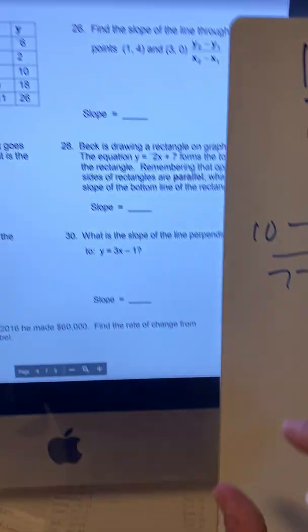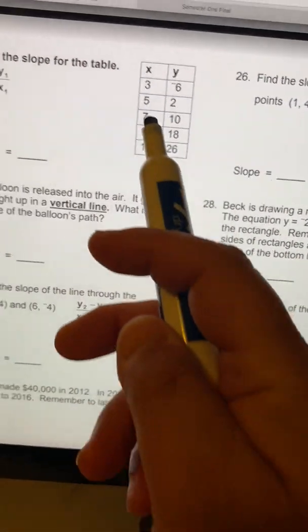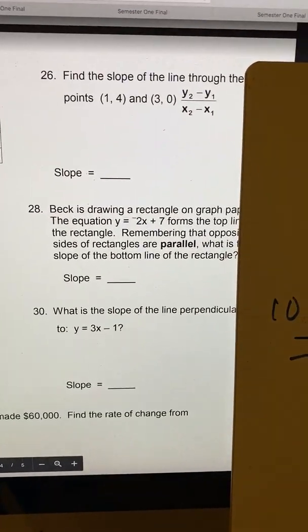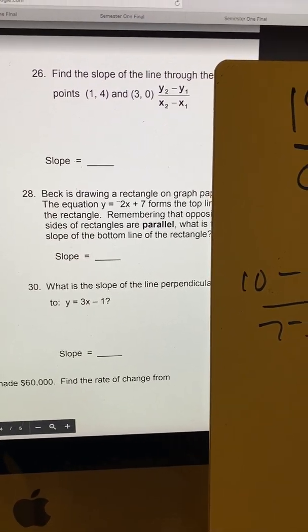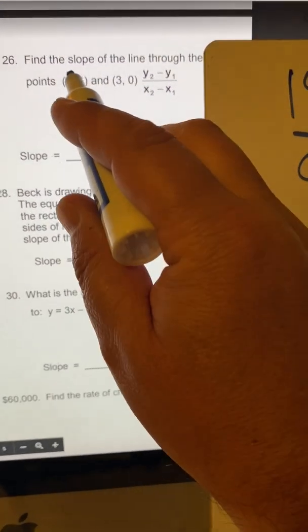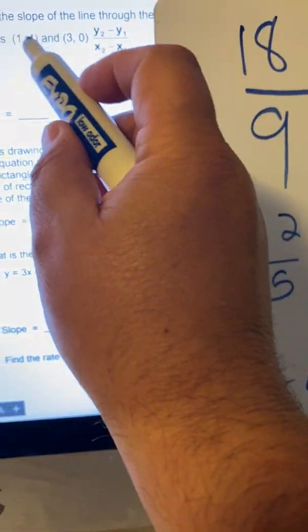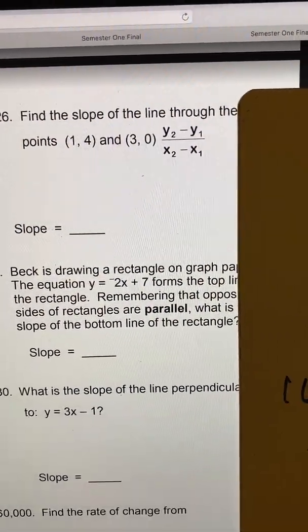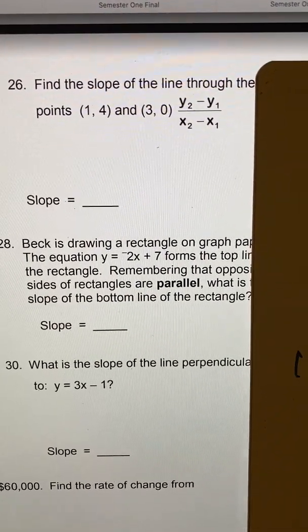Okay? Now, they do the same thing on number 26. It's the same problem. Only now, instead of giving you a bunch of them in a graph or a chart, they give you the ordered pairs, (1, 4) and (0, 3). Now, the good news is it doesn't matter if you flip-flop them accidentally. Let's say I go 4 minus 0, instead of y2 minus y1, instead of 0 minus 4. As long as I'm consistent, I'm going to get the same answer. Since I did 4 minus 0, I have to do 1 minus 3.